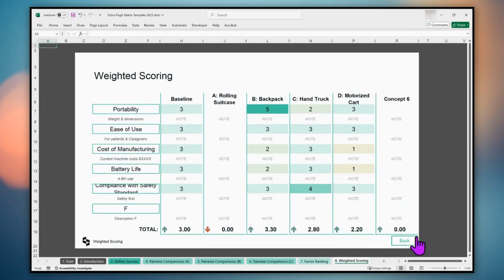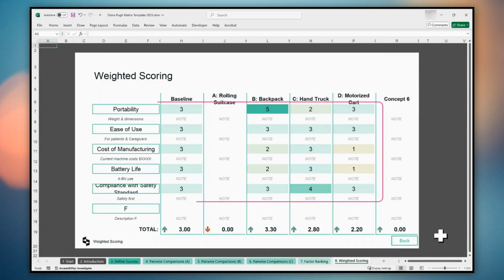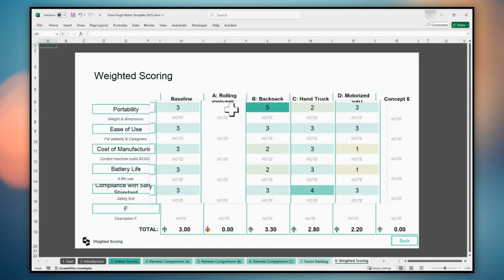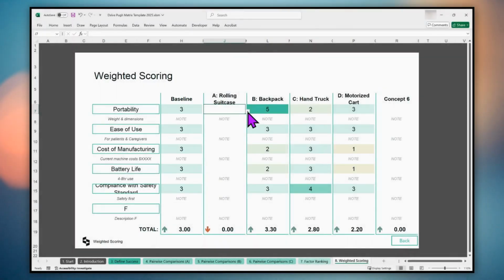For the purpose of today's example, we have 4 conceptual devices plus a baseline device. The first option is a rolling suitcase, followed by a backpack, a hand truck, and finally, a motorized cart. We score these on a scale of 1 to 5, with 5 being the best and 1 the worst. For comparative purposes, we assign a score of 3 to each factor for the baseline device. Now, let's score the rolling suitcase concept relative to the baseline.